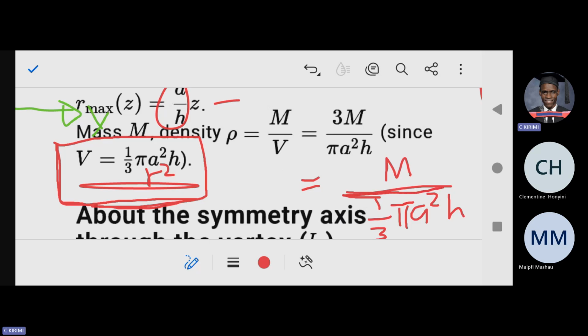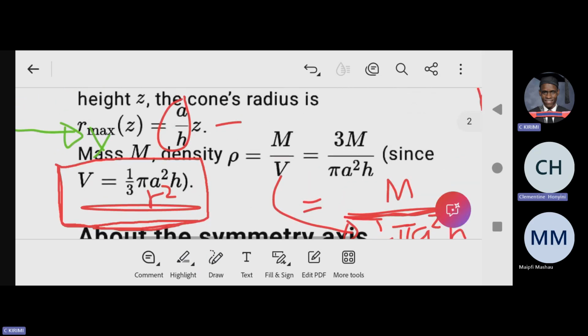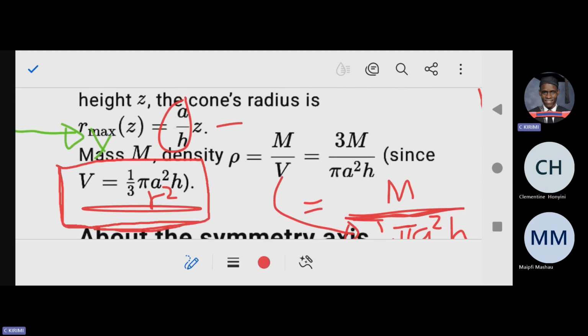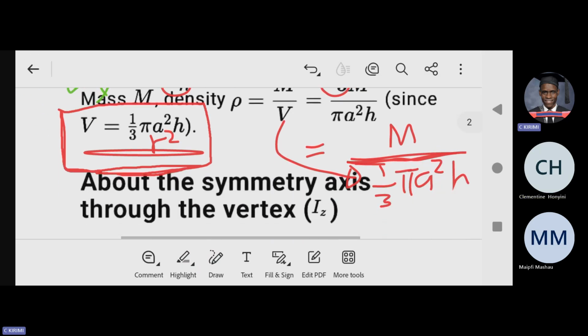Remember, the volume of a cone, this V at the denominator, is 1/3 pi R squared, which is 1/3 pi A squared H. Dividing by 1/3 is the same as multiplying by 3 over 1. That's why this 3 is now on the numerator. I removed the third from the denominator, and it becomes a 3 on the numerator.